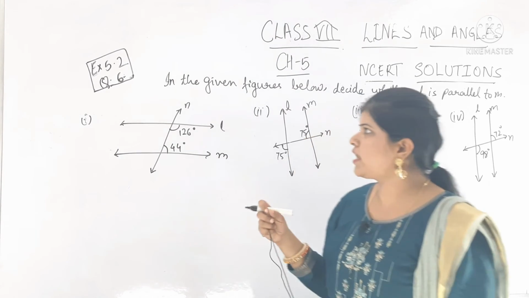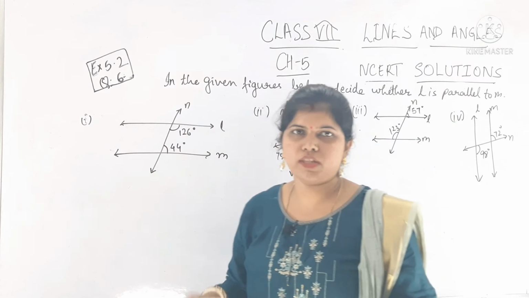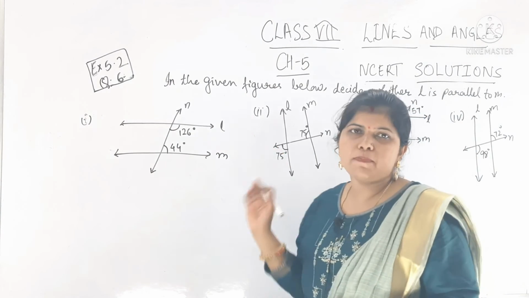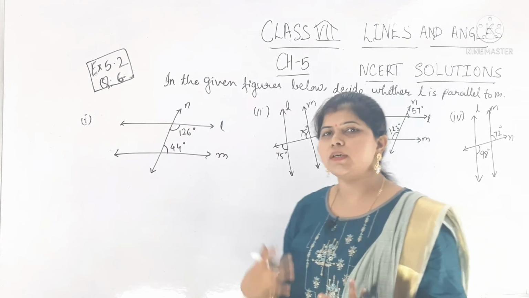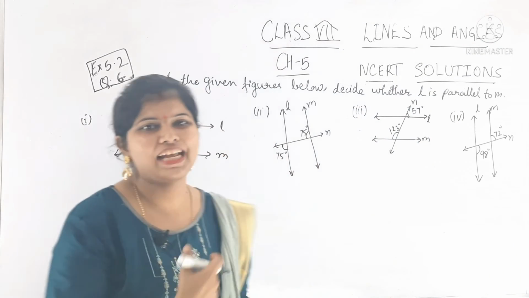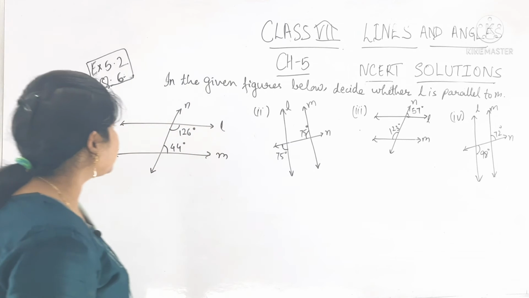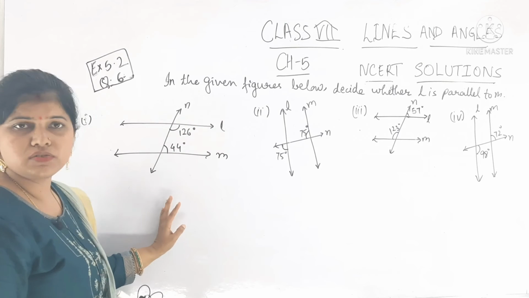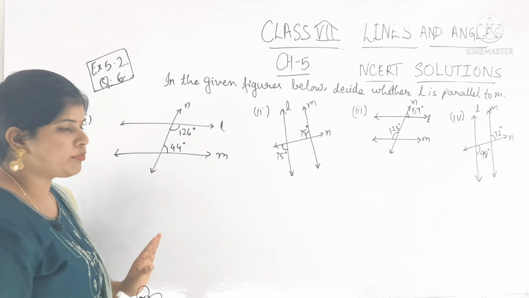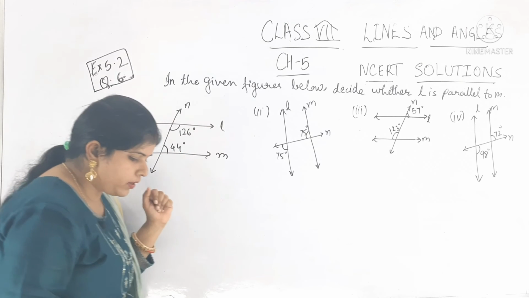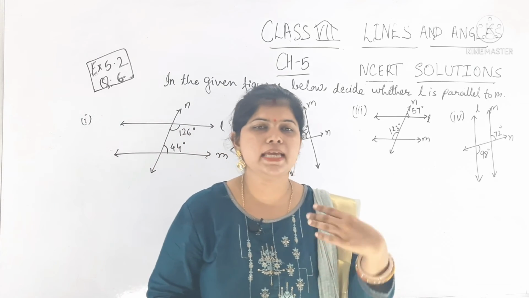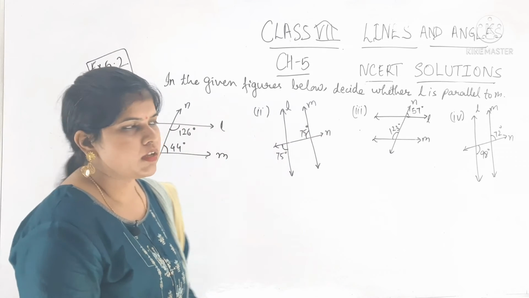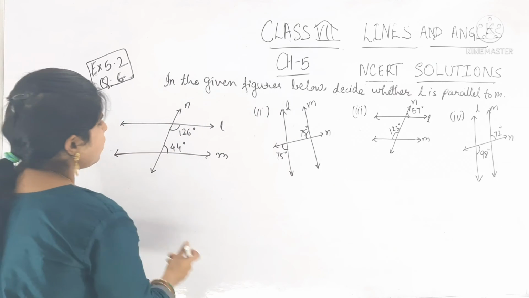Okay students, this is the last question, question number 6 of this video. Here you have to decide whether L is parallel to M according to the property of the transversal lines. If L is parallel to M, then N is a transversal line intersecting L and M. So what is the property? Interior angles on the same side of the transversal sum to 180 degrees. You have to apply the same to all the questions.